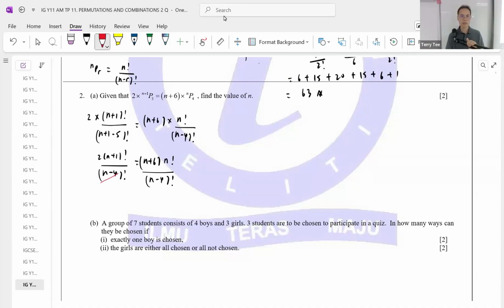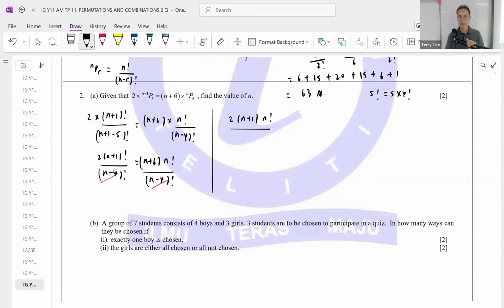Let's cancel out this 2. And what can I do with n plus 1? Now remember, 5 factorial is basically 5 times 4 factorial. So I would change my n plus 1 factorial to n plus 1 followed by a single n factorial. Yeah, this is n factorial. Okay, wait, let me fix this.